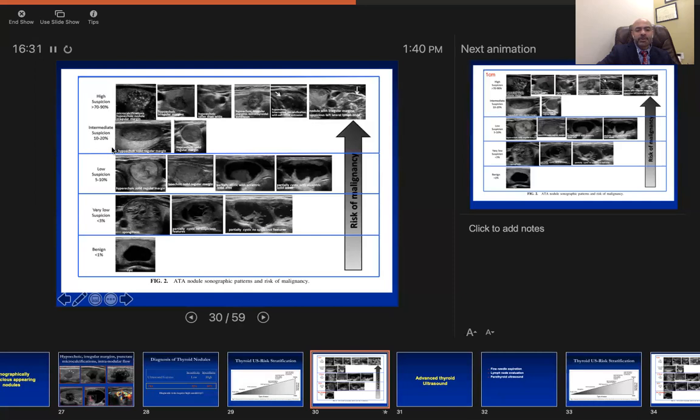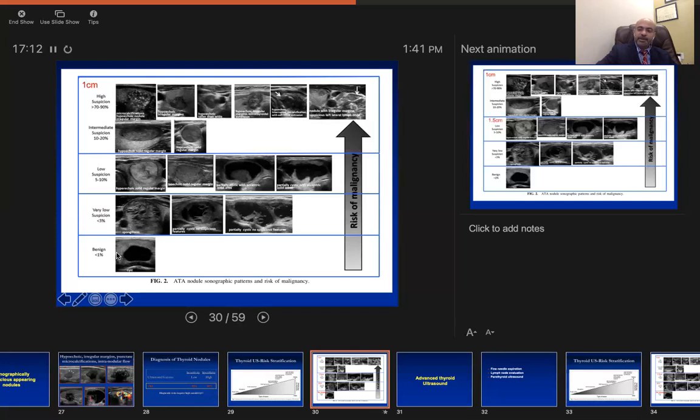Intermediate suspicion: you can see that they are hypoechoic, but the margins are clear in both examples. Low suspicion: this is hyperechoic. Hyperechoic is also called white knight. Traditionally, these are considered a sign of a benign nodule. Isoechoic as well. The other two are complex nodules with a solid component. Again, you put a Doppler on the solid component to see if it is vascular or not. If it is vascular, then suspicion is more compared to these low suspicion nodules. And the very low suspicion nodules are your spongiform nodules, and benign are purely cystic nodules.